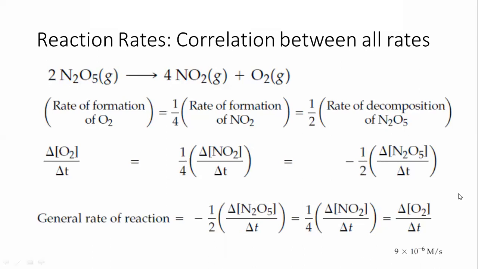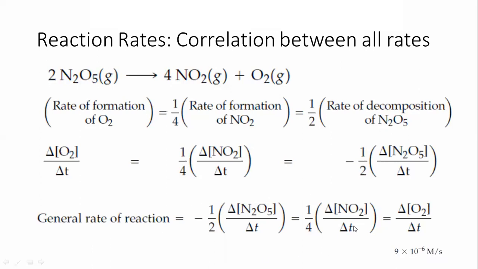So this was the first thing we calculated in the previous class, the rate of formation of the oxygen, and it was calculated as 9 × 10^-6 molar per second, meaning moles per liter per second, because this is the unit for the concentration and this second is the unit for the time. So this is actually concentration over time.